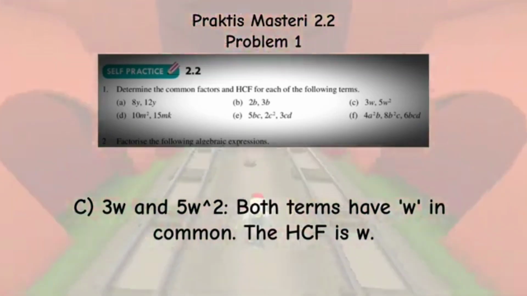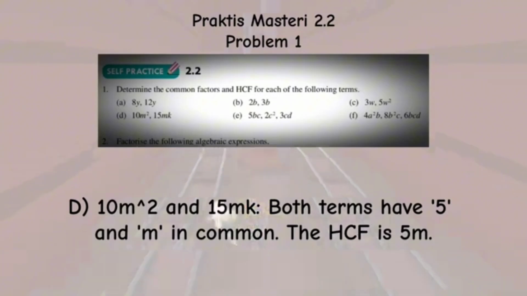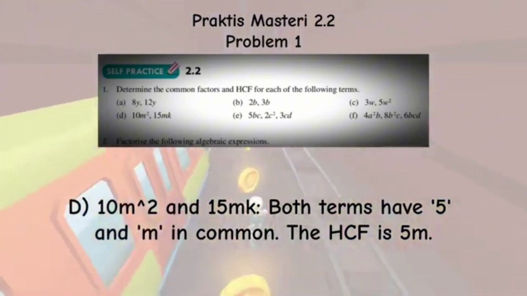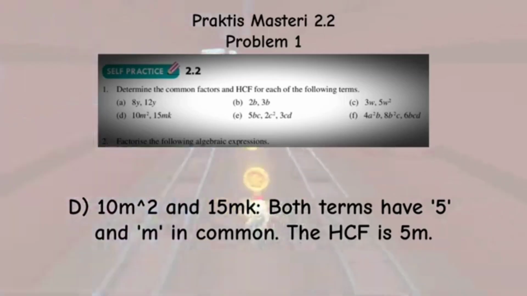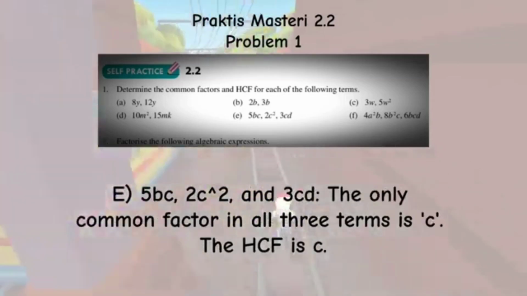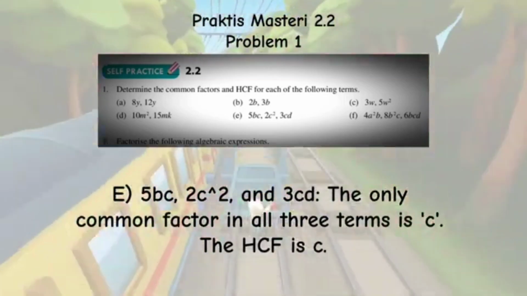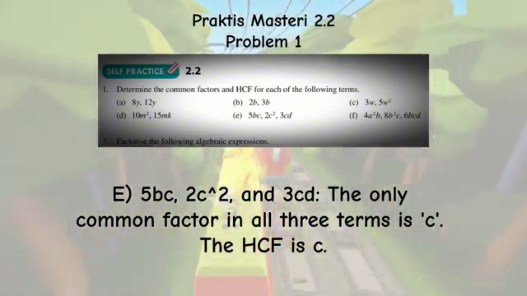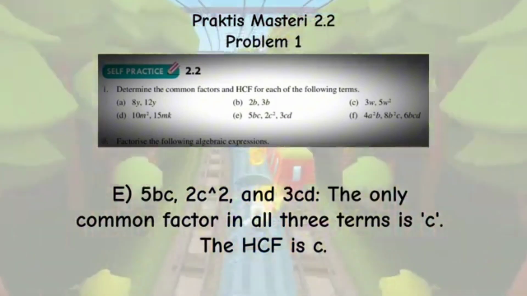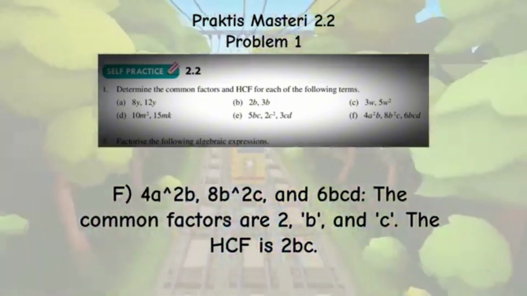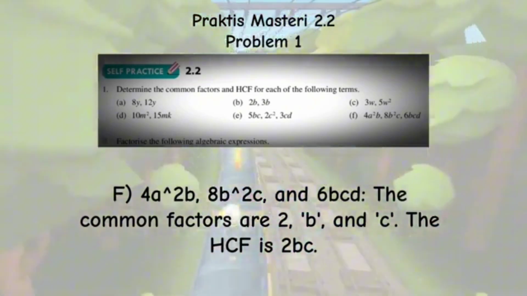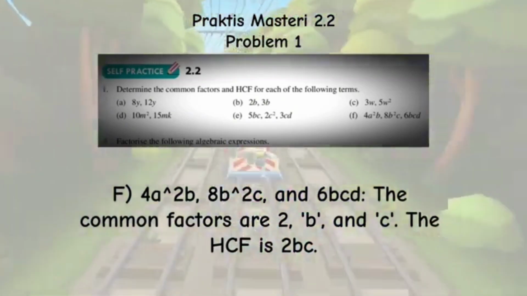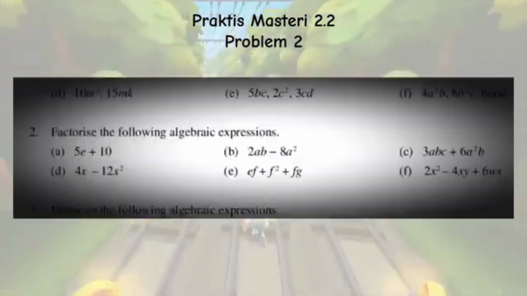C. 3w and 5w², both terms have w in common. The HCF is w. D. 10m² and 15m, both terms have 5 and m in common. The HCF is 5m. E. 5bc, 2c², and 3cd. The only common factor in all three terms is c. The HCF is c. F. 4a²b, 8b²c, and 6bcd. The common factors are 2, b, and c. The HCF is 2bc.